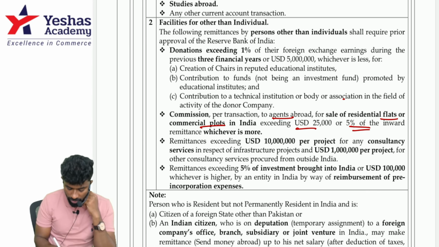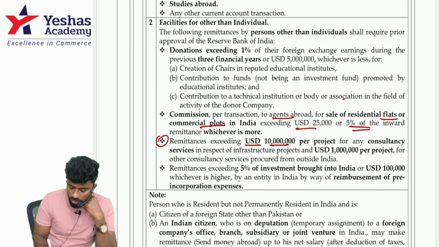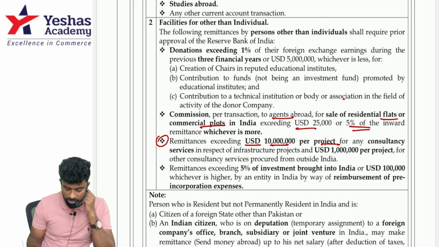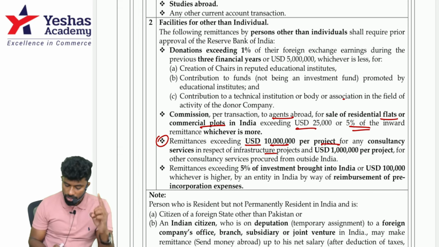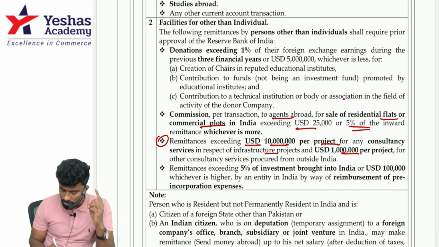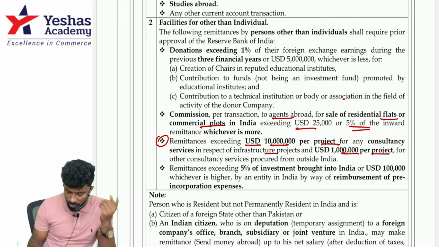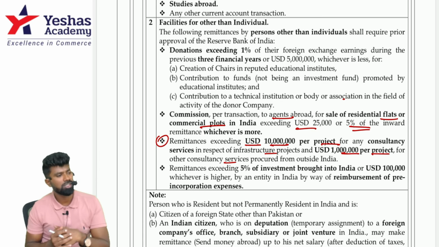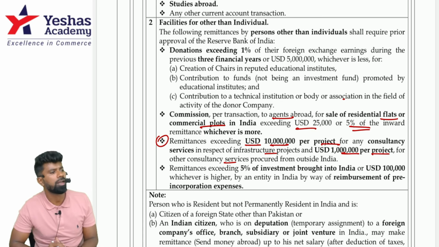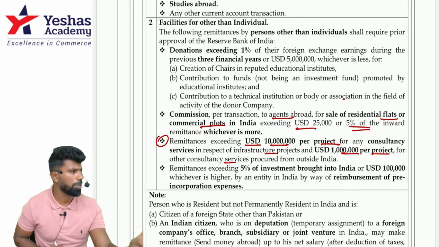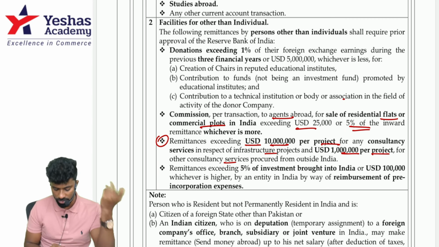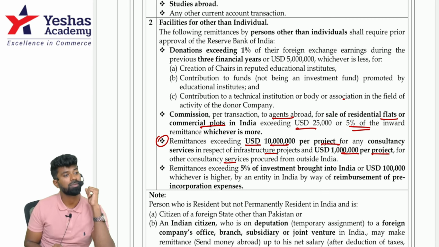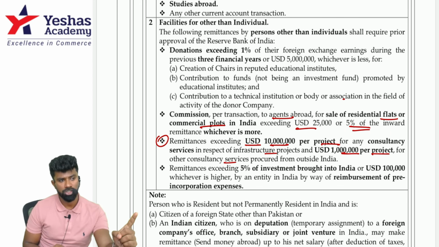Third one, remittances exceeding 10 million per project. For what services? In case of what project? Infrastructure project. And US dollar 1 million per project for other consultancy services procured from outside India. Infrastructure project 10 million, other than infra project 1 million. That is the limit for consultancy services. Infra projects how much? Other than infra projects, 1 million.